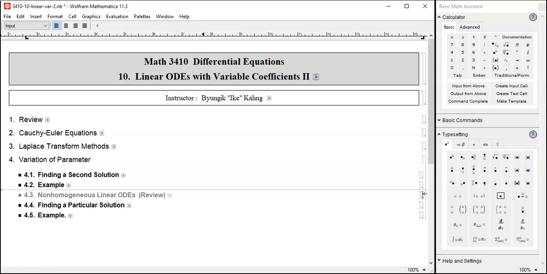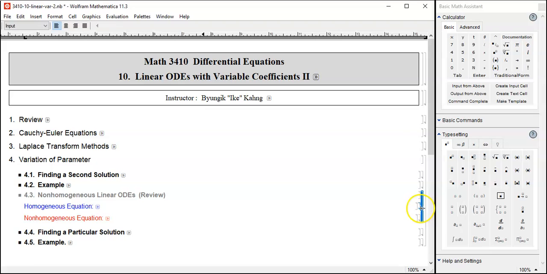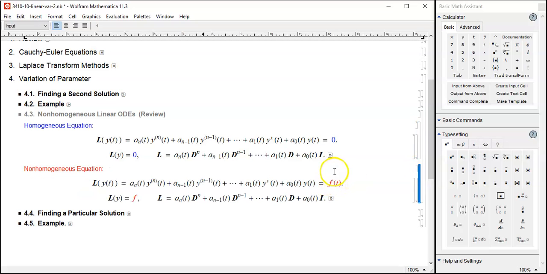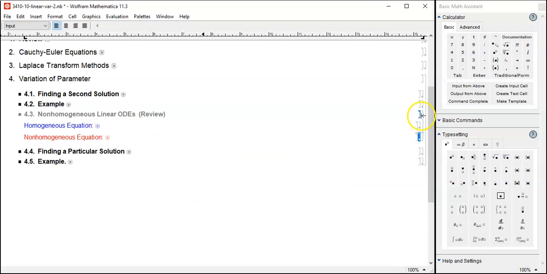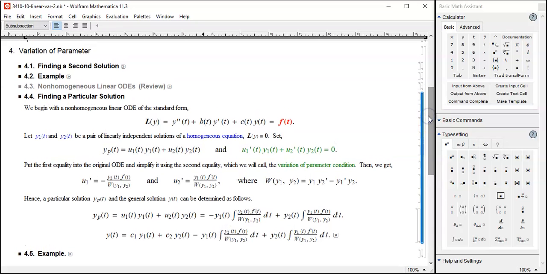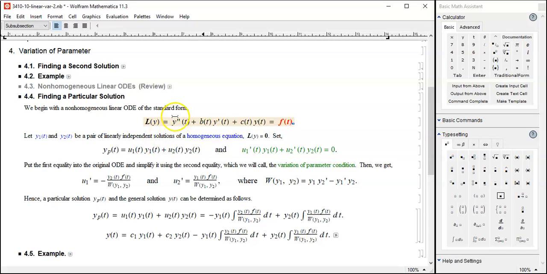Okay, how about the second type of example? Those are about non-homogeneous ODEs. Here's a review. Homogeneous equation equal to 0. Non-homogeneous equation equal to some other function. Okay, here's the setting. Let's begin with a non-homogeneous linear ODE in standard form. We're considering the monic case. If you have a leading coefficient here, divide it away and make it into 1. Okay, that's the starting point.